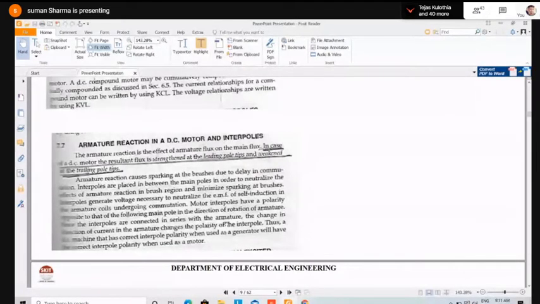Since the interpoles are connected in series with armature, and series connection has the same current, the change in direction of current in armature changes the polarity of the interpole. So the DC machine has correct interpole polarity when used as a generator, will have the correct interpole polarity when used as a motor. So this operation is clear in DC generator, and that will be similar in DC motor. So you can refer that also.